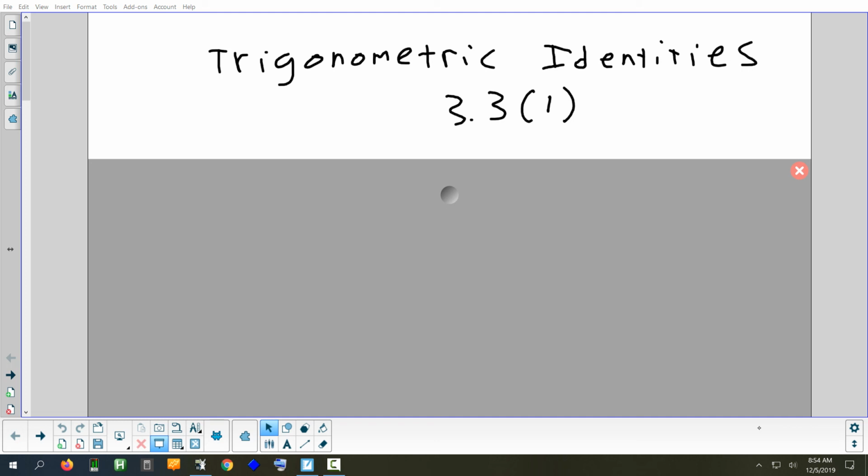Right, so last thing we're going to look at this week is trig identities. We're basically going to split this one section into 3 parts. We'll do part 1 today, part 2 tomorrow, and then Monday just kind of a review of parts 1 and 2.